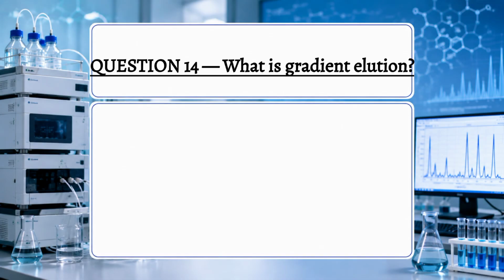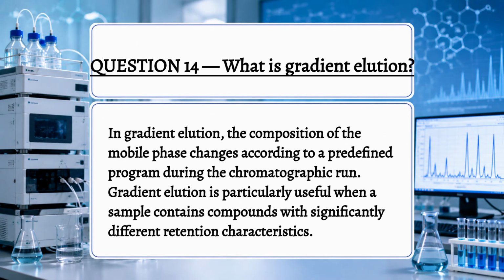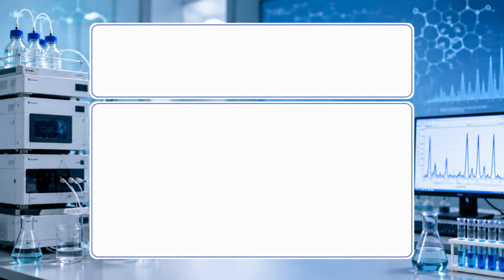Question 14. What is gradient elution? In gradient elution, the composition of the mobile phase changes according to a predefined program during the chromatographic run. Gradient elution is particularly useful when a sample contains compounds with significantly different retention characteristics. Question 15.